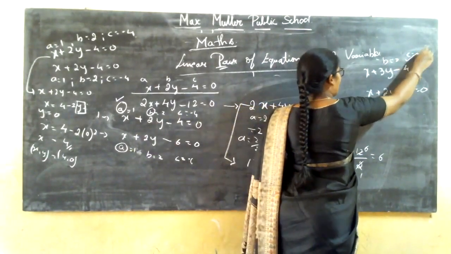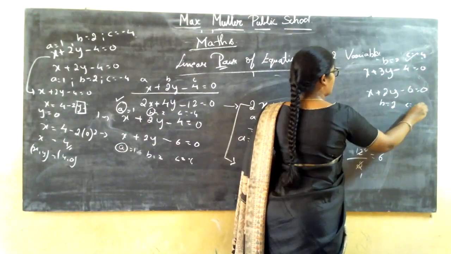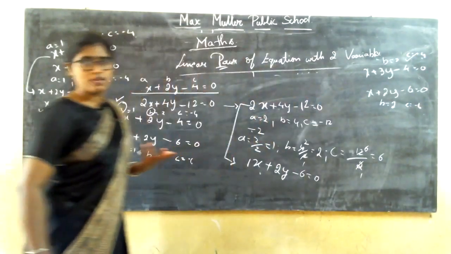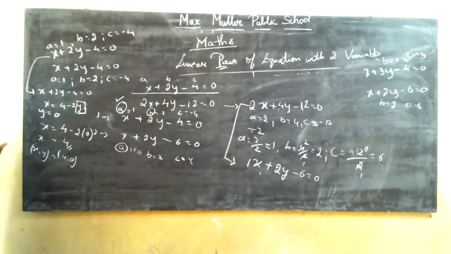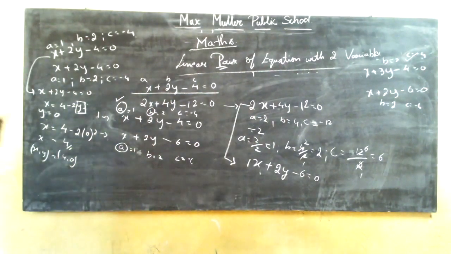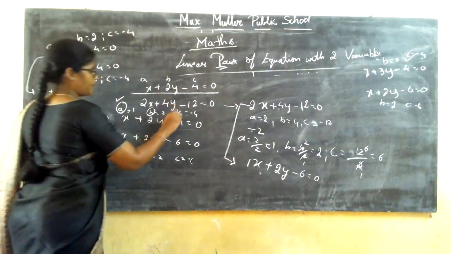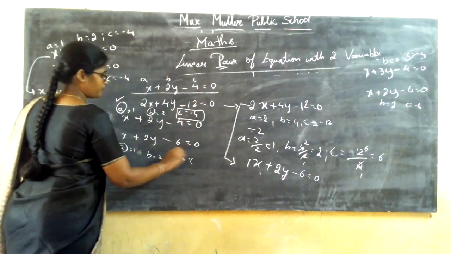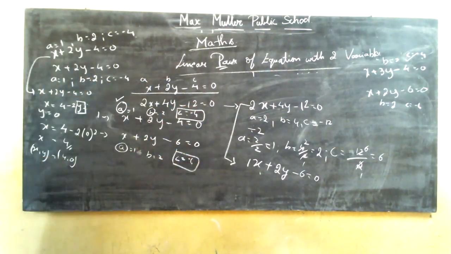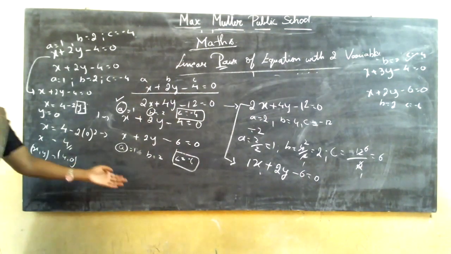Here the C value is minus 4 and here the C value is minus 6. You have B value different and the C value is also different. When you have both B value and C value different, at that time you are going to say it as intersecting lines. When only the C value is different, then you are going to say it as parallel lines.